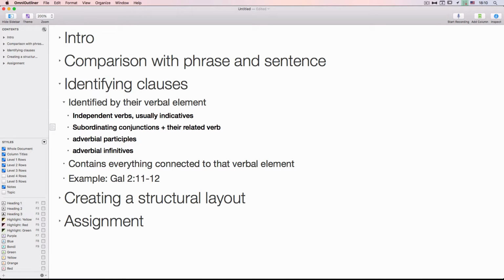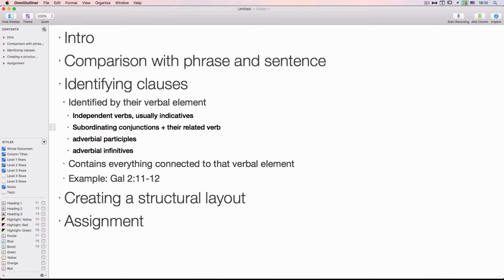The second structure would be a subordinating conjunction plus their related verb. For example, when the dog ran after the cat, he ran into the street. That subordinating conjunction when uses an indicative verb to create a subordinating clause. And that's exactly what we have in Greek. For example, we have the subordinating conjunction hina, which when used with a subjunctive can indicate purpose or result. And so that's a very common structure that is going to very readily mark a dependent clause.